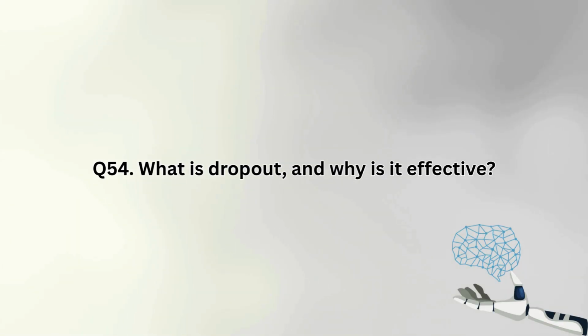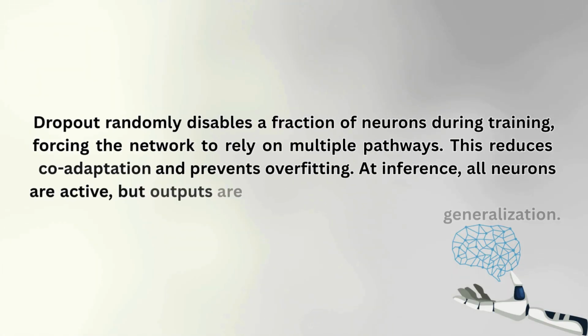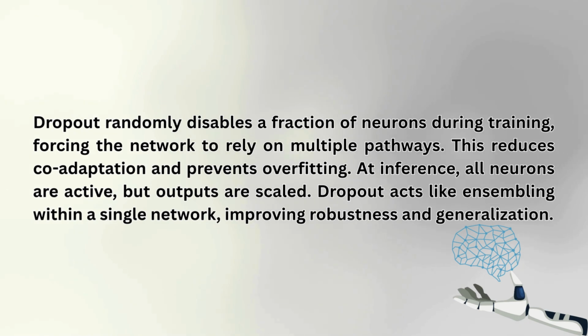What is dropout and why is it effective? Dropout randomly disables a fraction of neurons during training, forcing the network to rely on multiple pathways. This reduces co-adaptations and prevents overfitting. At inference, all neurons are active, but outputs are scaled. Dropout acts like ensembling within a single network, improving robustness and generalization.